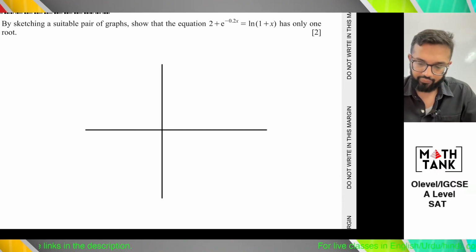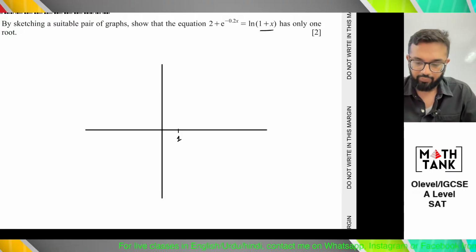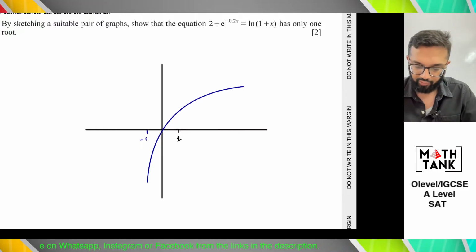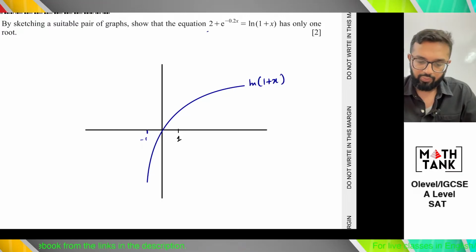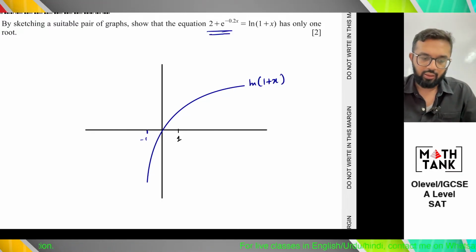Okay, the graph of ln(1 + x): ln x looks something like this. That's ln x. If I have 1 plus x, that means I have to move 1 unit backwards. So the graph of ln(1 + x) will look something like this. Okay. The graph of 2 + e^(-0.2x). Okay.